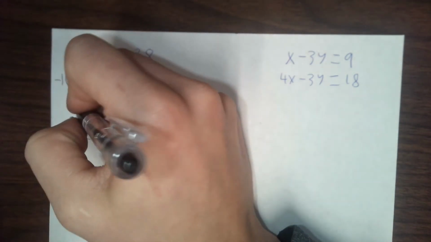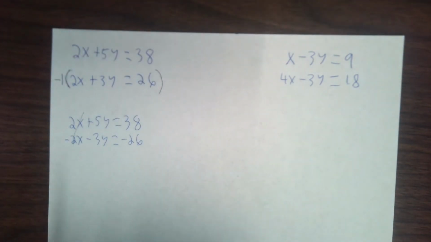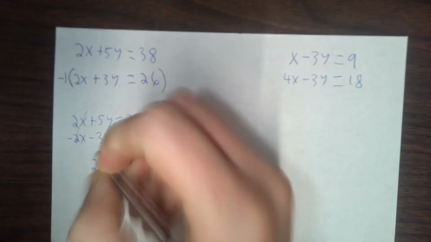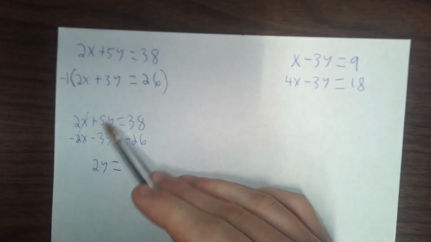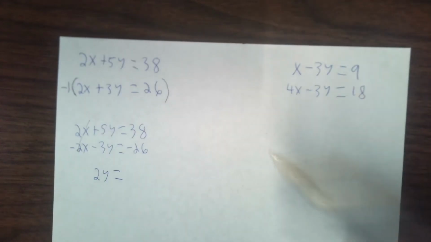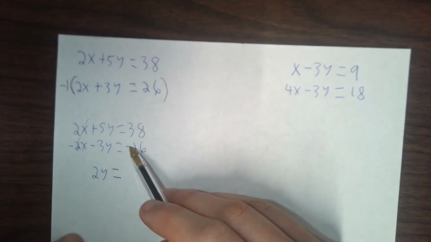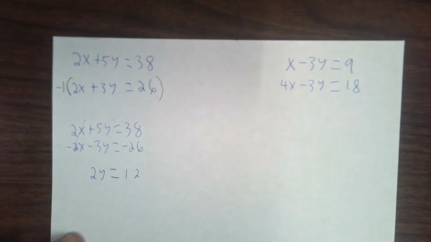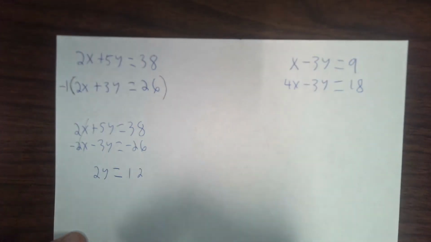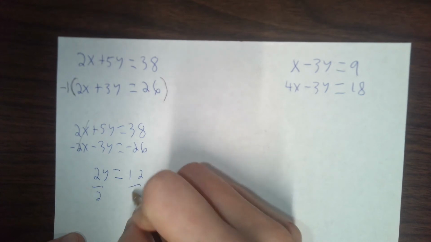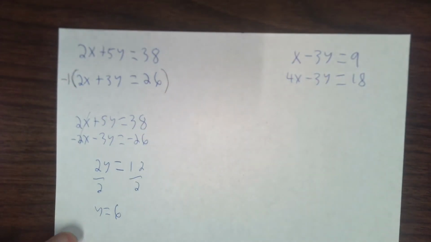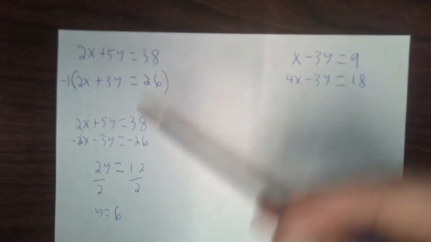2x and negative 2x cancel. 5y minus 3y is 2y. Okay, remember, that's a 5 minus 3, so be careful, don't put 8. And we have 38 minus 26, which is going to get us 12. Now we divide by 2, and y equals 6.